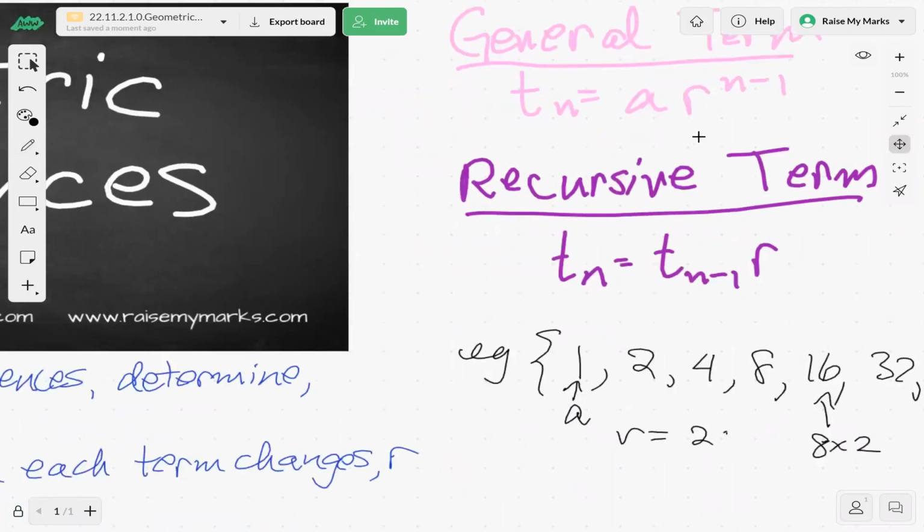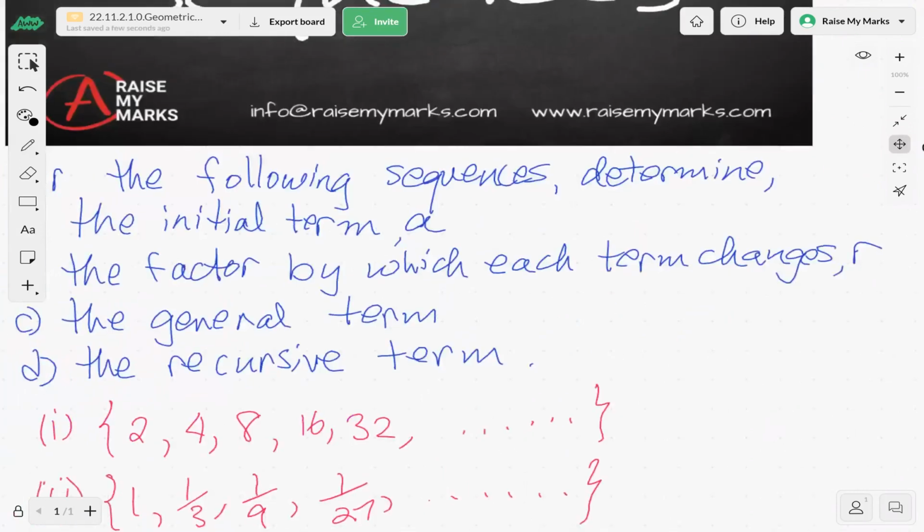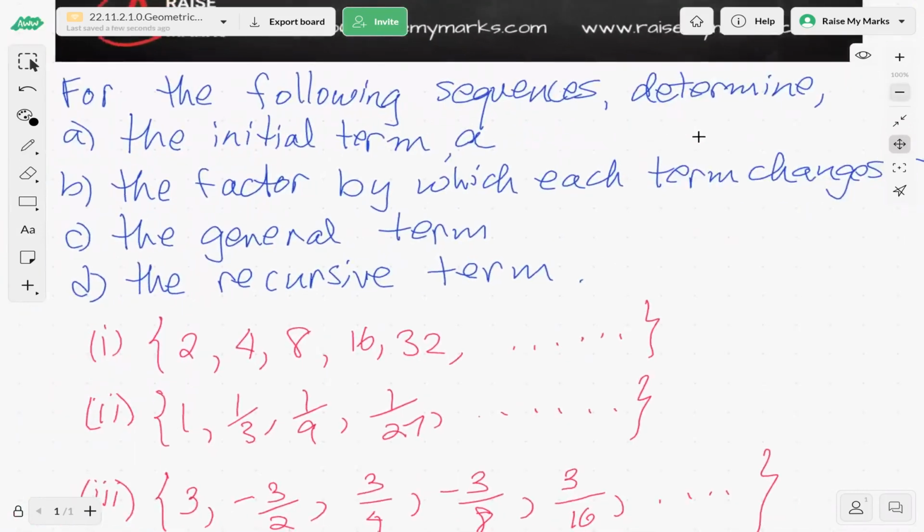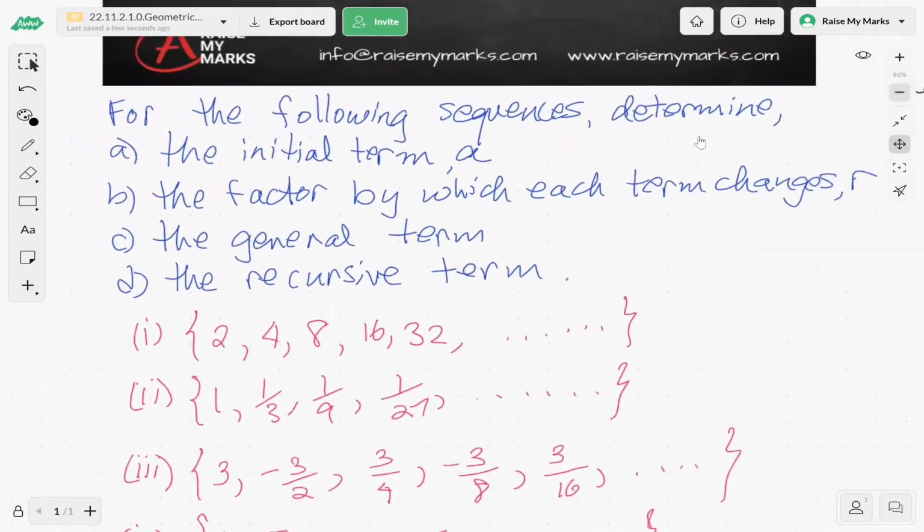Okay, so with this in mind, let's have a look at what we're being asked to do today. For the following sequences, determine the initial term, the factor by which each term changes, so our multiplicative term r, the general term, and the recursive term. So let's write out a form for our general term and for our recursive term.